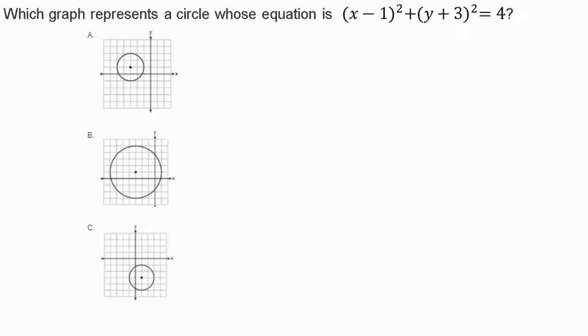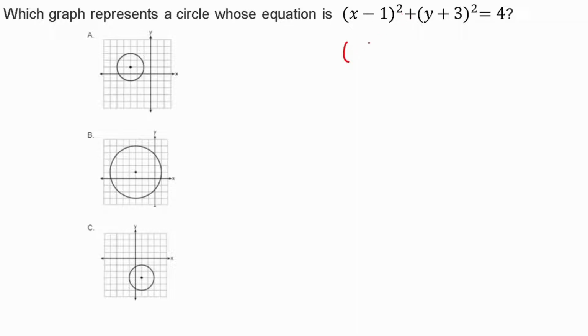Next up, now we just need to identify what this looks like on a graph. So we have a new equation here. X minus 1 squared plus y plus 3 squared equals 4. My suggestion is let's write the coordinates down, right? So let's do that first so then we could just identify which one is right.